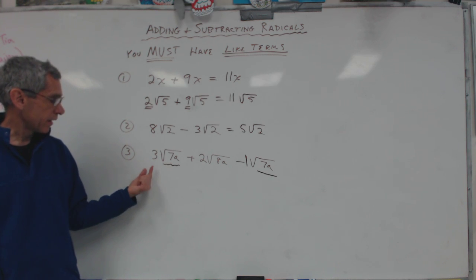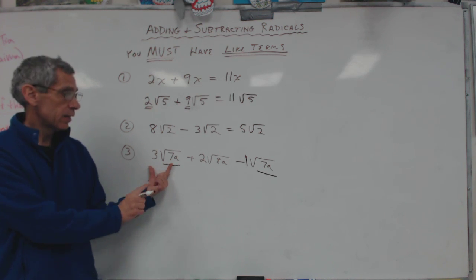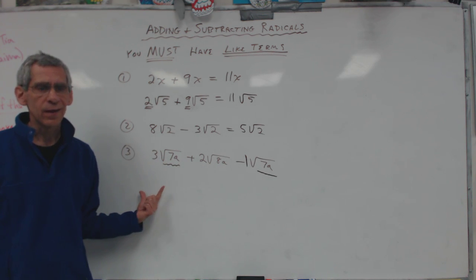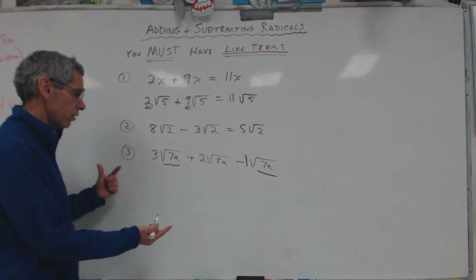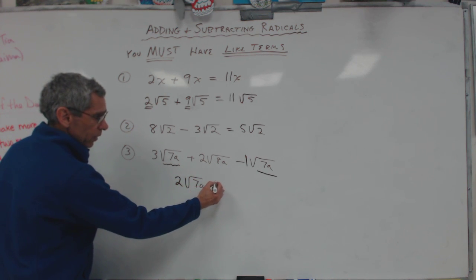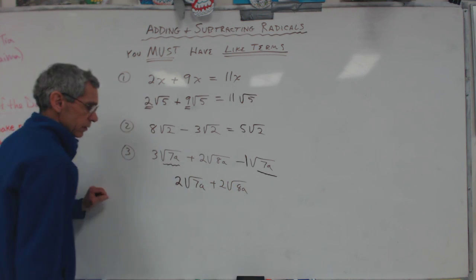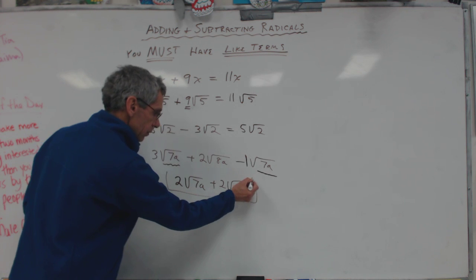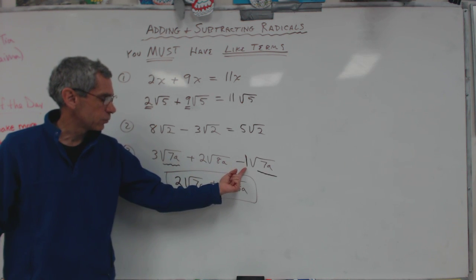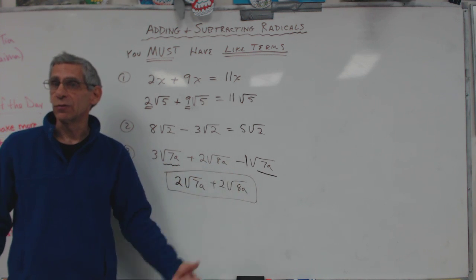So therefore, I can say I have 3 square root of 7a's, and somebody just took one of them away. Now it only gives me 2 square root of 7a's. So that's my answer: 2 square root of 7a plus 2 square root of 8a. In this case, I subtracted the coefficients of the like terms, and I just had to write this one afterwards.